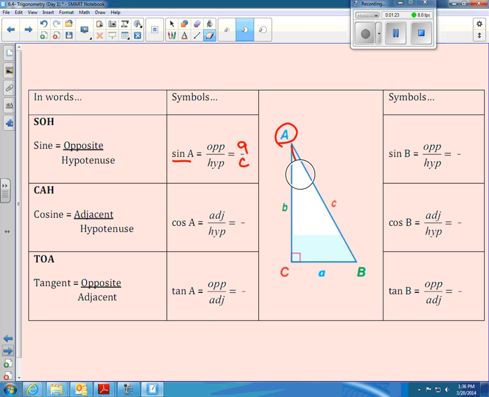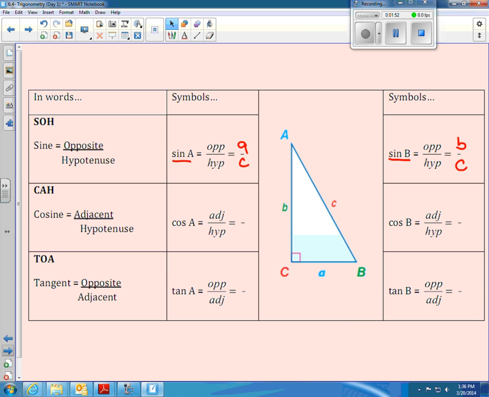If we talk about the sine of B, that's opposite from angle B. So opposite from angle B is our little b, and our hypotenuse is C again. We do not do the sine from angle C because the sine is opposite over hypotenuse. The opposite is the hypotenuse, so therefore we don't have a sine.